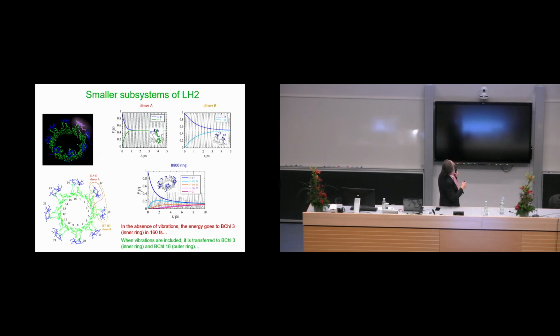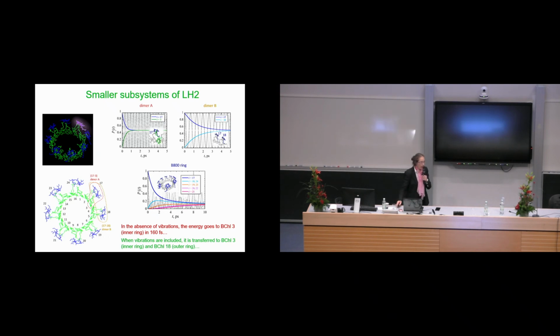If I look at these two, 17 and 18, I get again similar pictures because these are again two identical chlorophyll molecules. But they're not as strongly coupled, so it takes longer to transfer. All of this makes a lot of sense. And in gray here, you see the curves that I would get in the absence of vibrations. The transfer would be 160 femtoseconds here in the absence of vibrations. So we'll take this and now go to the entire B800 ring, the outside ring, and see what happens.